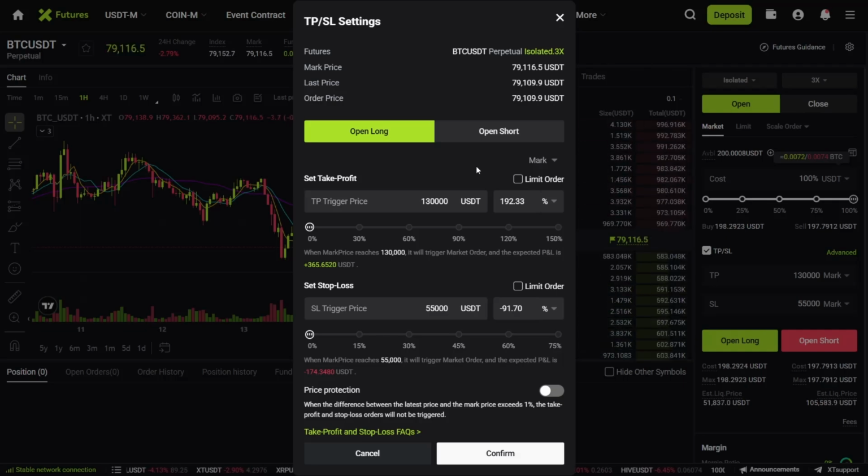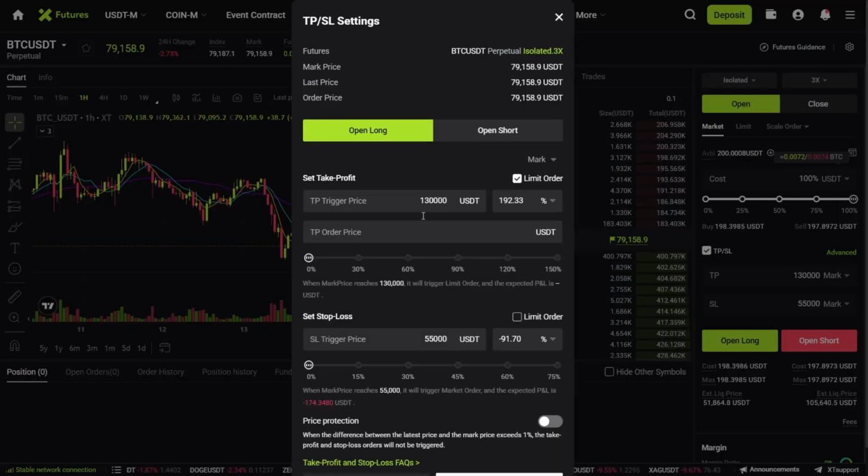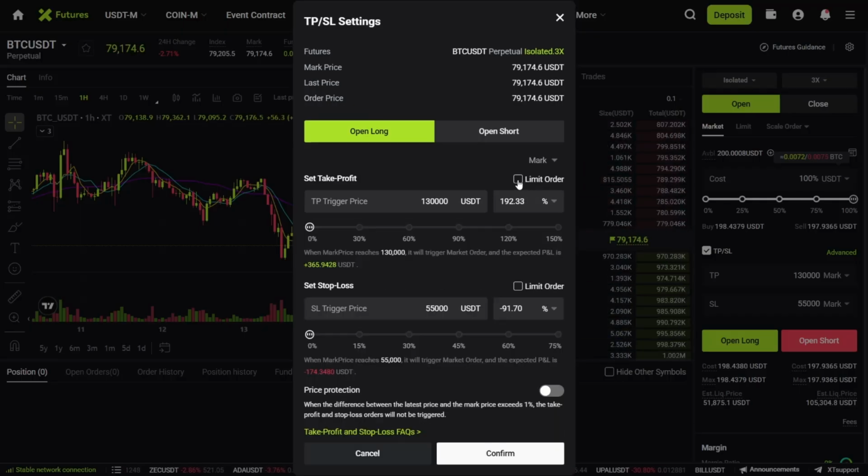This is usually the simplest option and is often better for beginners, especially for stop losses because the main goal is to get out of the trade quickly. Using a limit order means once the trigger price is reached, XT will place a limit order at the price you choose. So if we would click limit order, it will give us another price to choose. This gives us more control over the exact price, but there is a risk the order may not fill if the market moves too quickly. So we're going to stick to market orders for our take profit and stop loss.